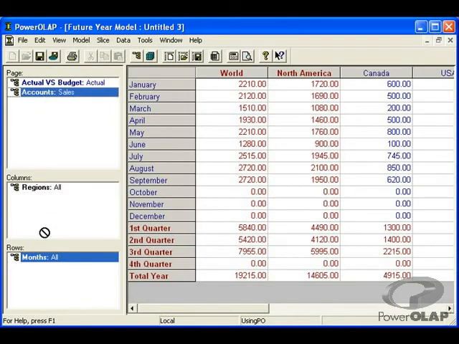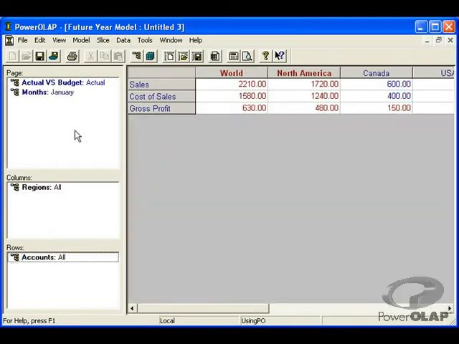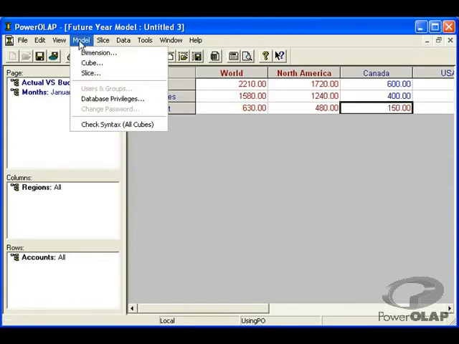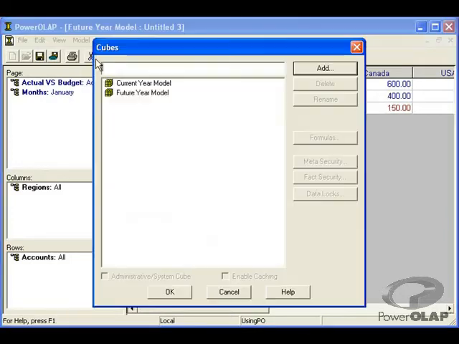We'll move accounts down to rows and months up to page. We can currently see that Canada, as a detail, the gross profit is calculated as 150. North America, which is an aggregate, is also calculated by subtracting cost of sales from sales. What's happening is our formula is calculating at both an aggregate and a detail level because the syntax of our left-hand side says All And. Let's modify our formula.